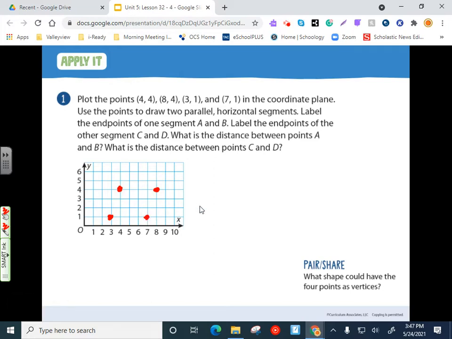And the next step is label the endpoints of one segment AB, because we want to draw 2 parallel horizontal line segments. And what we could do is just connect those top 2, A and B, and this is C and D. They're parallel because they have the same distance between them, and they're both horizontal. What's the distance between points A and point B? A to B equals 1, 2, 3, 4 units. C and D is 1, 2, 3, 4 units as well.